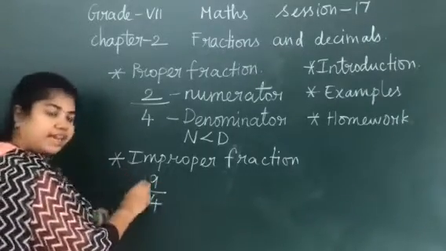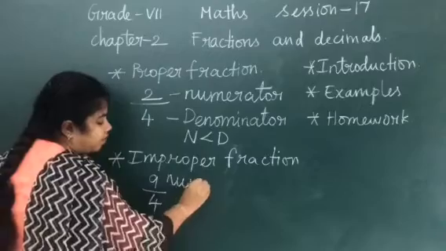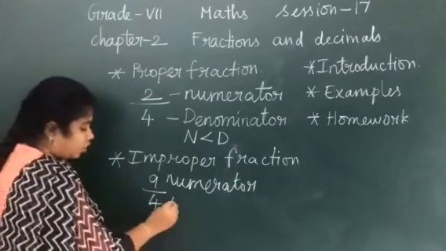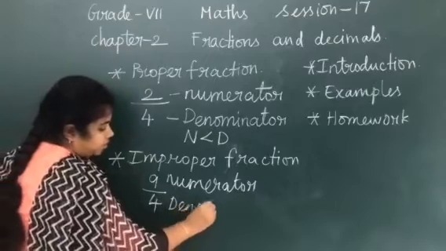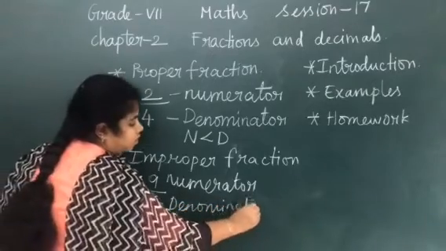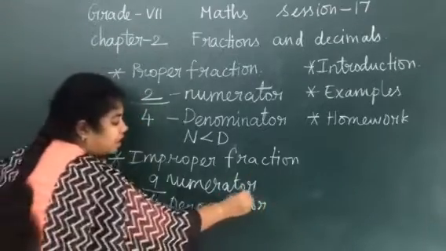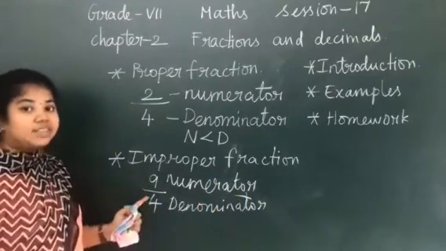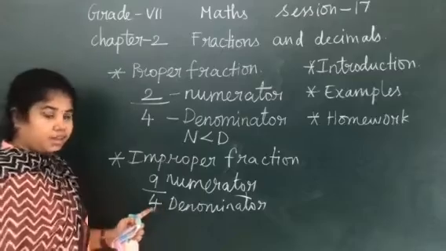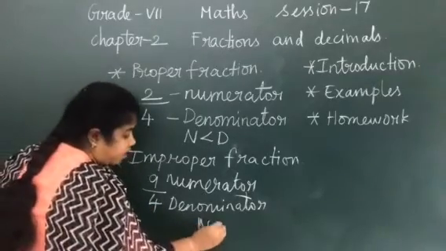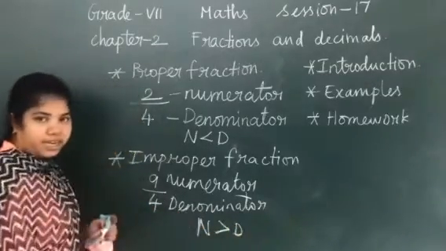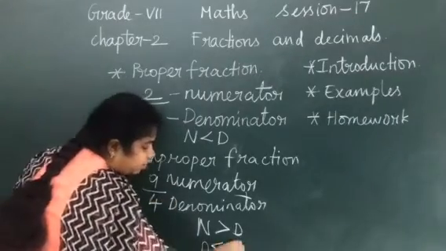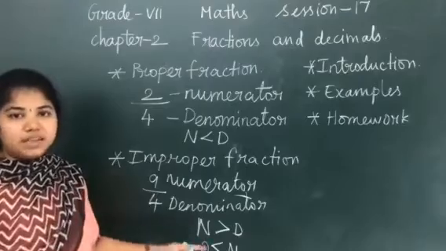What is 9 here? Numerator. My 9 is the numerator here. And what is 4? Denominator. Now can you guess anything about this 9 by 4? Yes, my numerator is greater than the denominator. Can you understand? My numerator is greater than the denominator. That is, either way, my denominator is less than the numerator. You can say it either way.